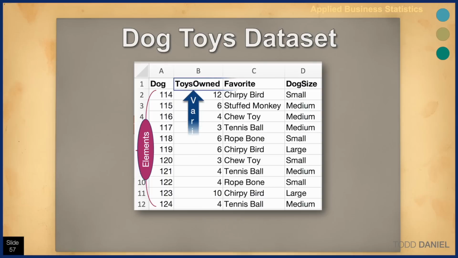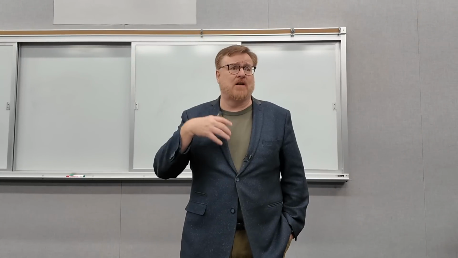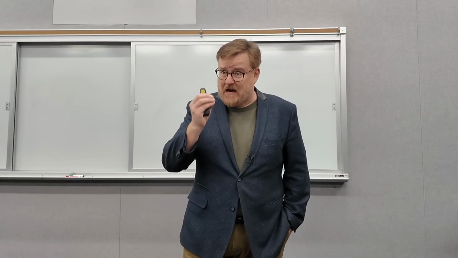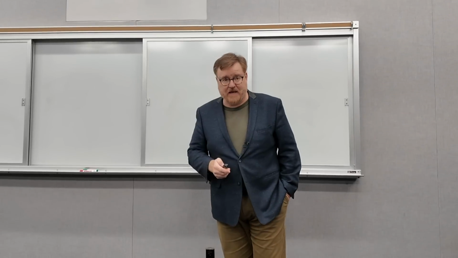The variables are in columns. Toys owned is a variable. Favorite is a variable. Across the columns, we could call these observations. So each individual data point for each case is an observation, and every cell could be described as a data point. So here's the difference. Data points, observations, they're really functionally the same thing. Your number of observations will always be the same as your number of data points.